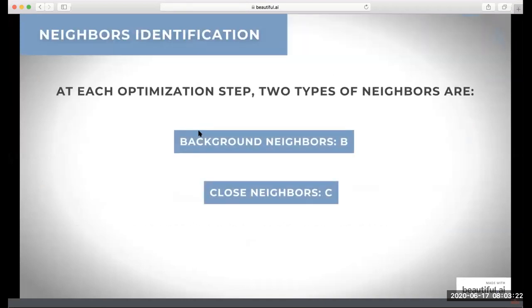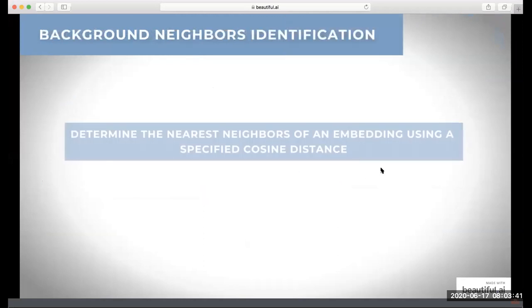Now let's first look at how they do the neighbor identification and what their algorithm is. For neighbor identification, they use two groups of neighbors. They call them background neighbors and close neighbors. Background neighbors are denoted as B, close neighbors denoted as C. Background neighbors identification is basically a nearest neighbors identification, where you find the distance of an embedding based on a specified cosine distance from all the nearest neighbors. You can think of that specified cosine distance as a cutoff distance.